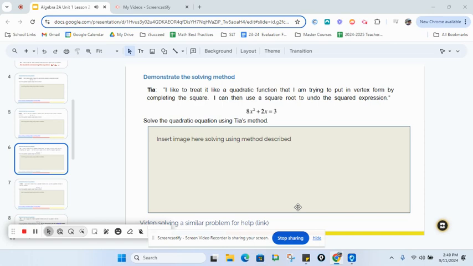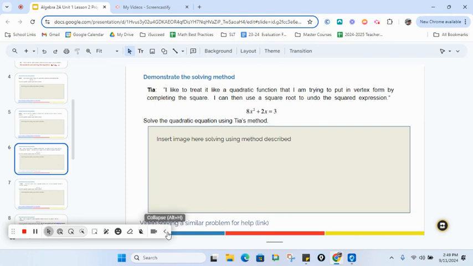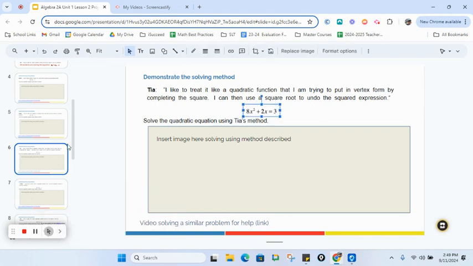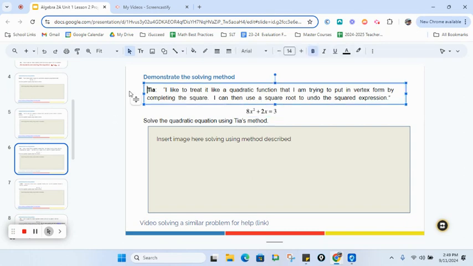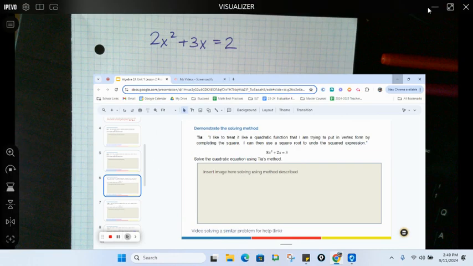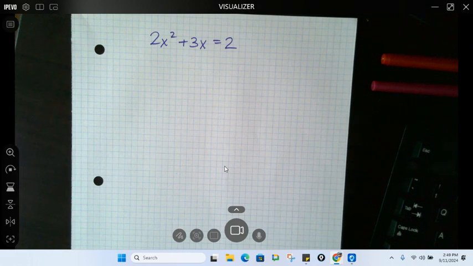Hey everyone, we are looking at this problem in our projects right now where you're going to be solving this quadratic equation with that leading coefficient of 8 in the method that Tia is describing here. She says, I like to treat it like a quadratic function that I'm trying to put in vertex form by completing the square. I can then use the square root to undo the squared expression. So we're going to be looking at a very similar problem. We're going to solve it in that same method, which is completing the square for vertex form.